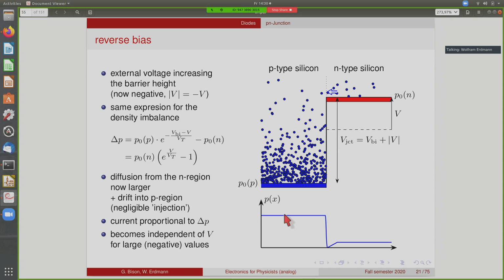The current is proportional to this density imbalance, and if you make the voltage large enough, it becomes really independent of how high the barrier is, because it only depends on how many charge carriers you have here, and it doesn't really matter so much anymore how many are here if you just make it small enough. Okay, so the current in this direction becomes constant at some point, and you can see this here in the exponential. This term, when you have a negative voltage, then this term goes to 0, and you're only left with this -1 term. So the current becomes constant for very high negative values of the external voltage.